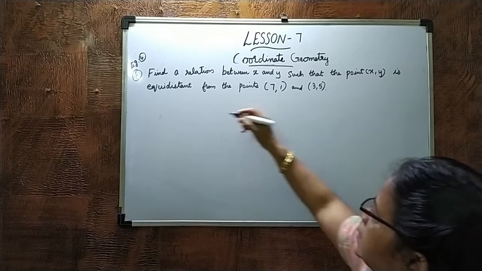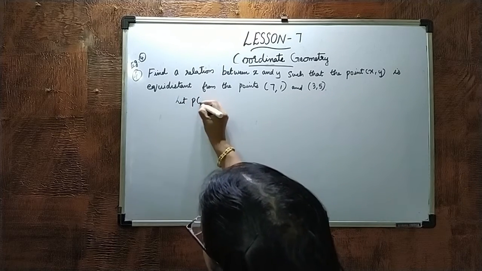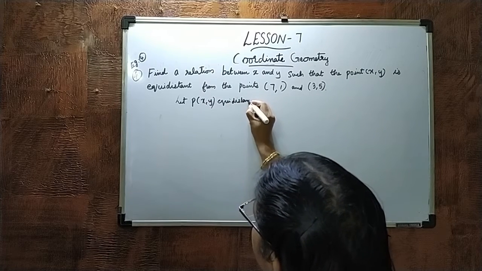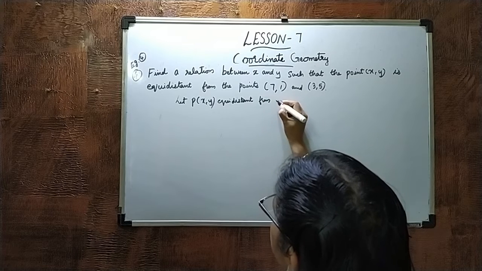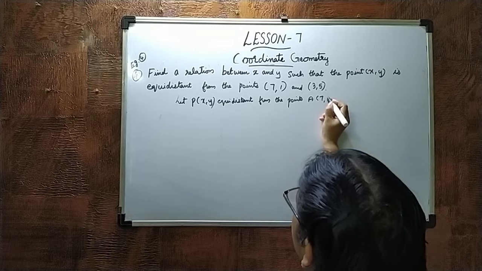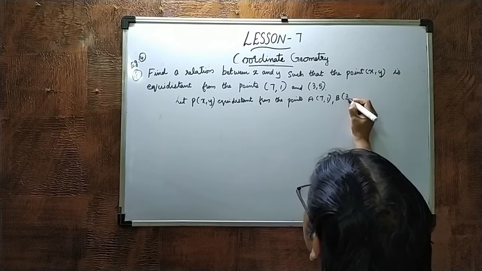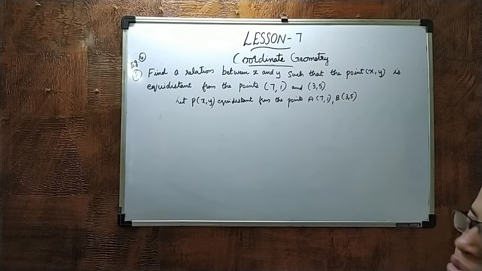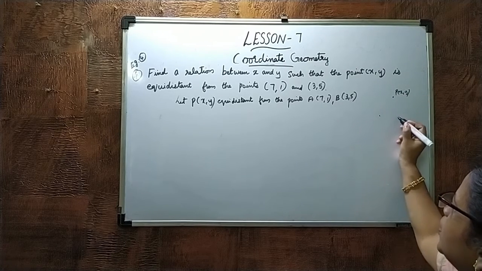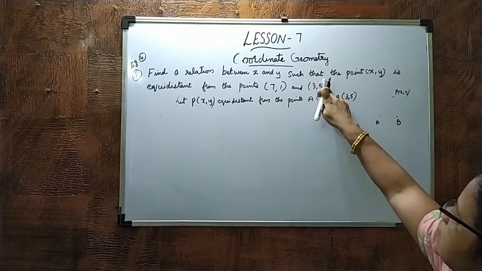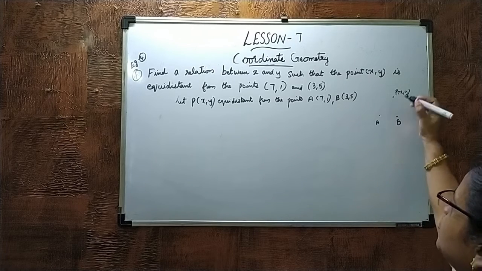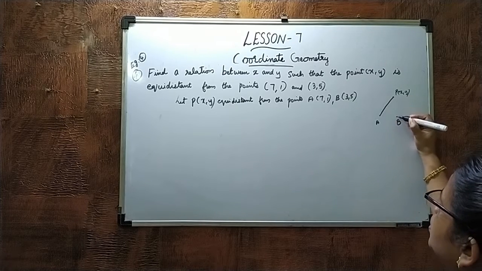So, we will write it as let P be the point (x, y). It is equidistant from the points, name them A and B, okay? So, A (7, 1) and B (3, 5). Right. What is the meaning of this question? Just P (x, y) is here, suppose. Right. And A and B are here. So, such that the point (x, y) is equidistant from the points A and B.